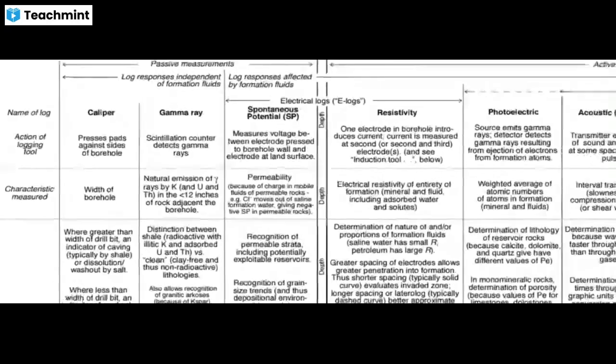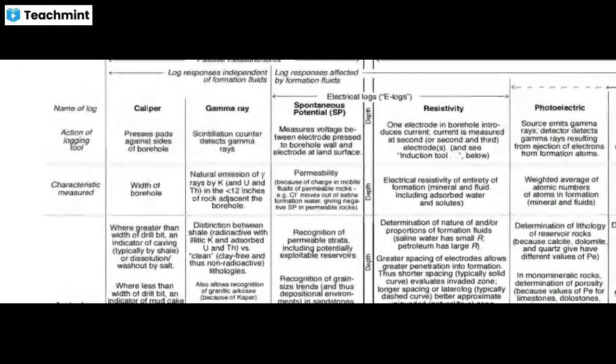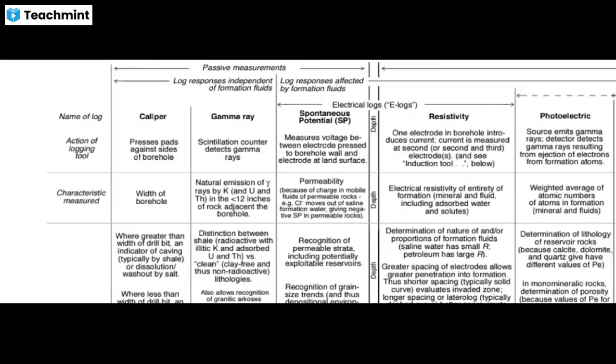And also the caliper log. For example, the action of the logging tool is which presses the pads against the sides of your borehole. That is your caliper. And similarly, gamma ray. Here you are using the scintillation counter that detects gamma rays. That is your action logging tool. And the SP log, spontaneous potential or electric log, which measures the voltage between the electrode pressed to the borehole wall and the electrodes at the land surface.